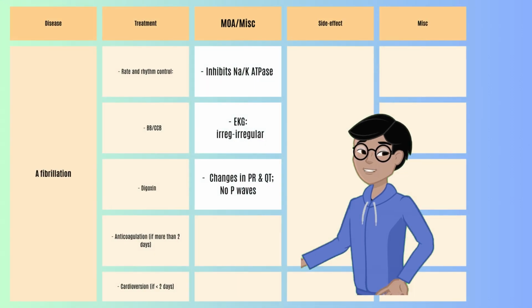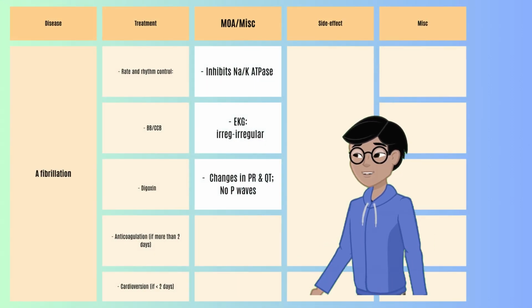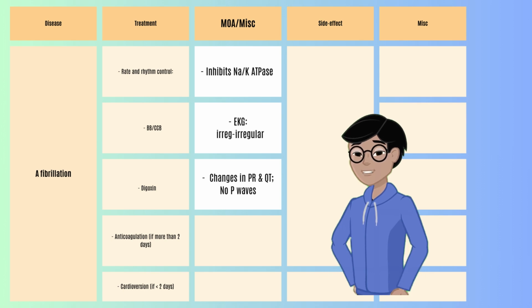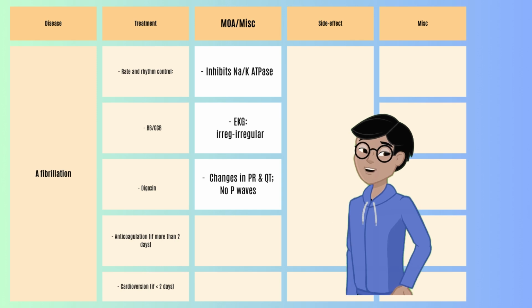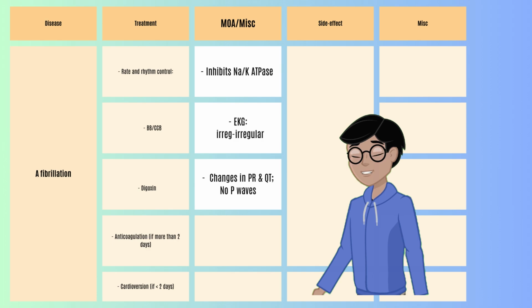The mechanism of action of atrial fibrillation medications is to inhibit the sodium/potassium ATPase. On EKG, you will see an irregular rhythm. You also see a prolonged PR or decreased QT, and there will be no P waves.